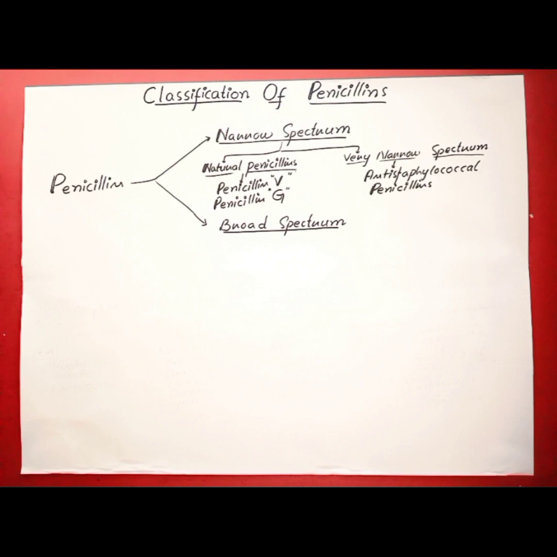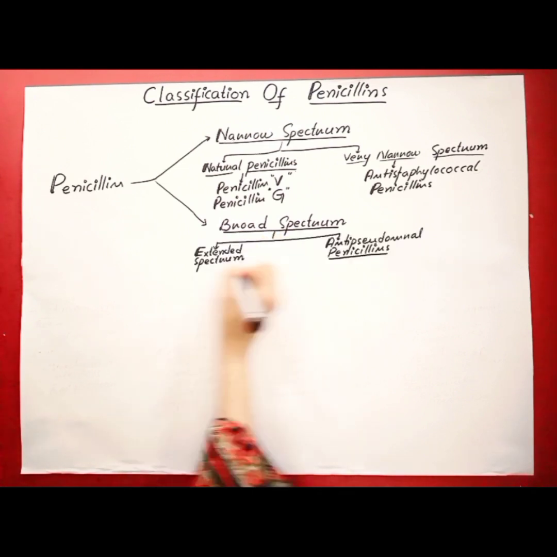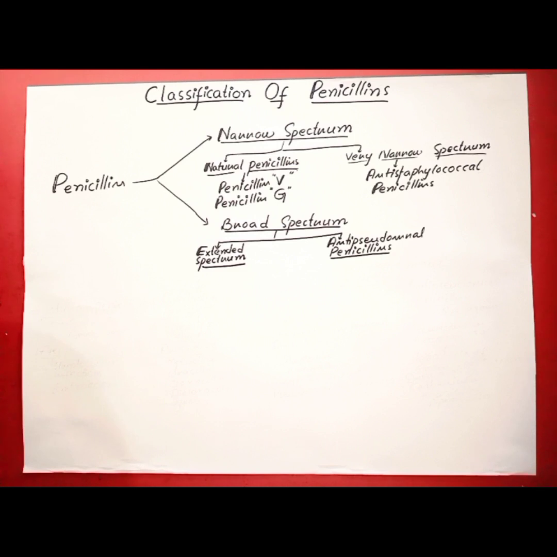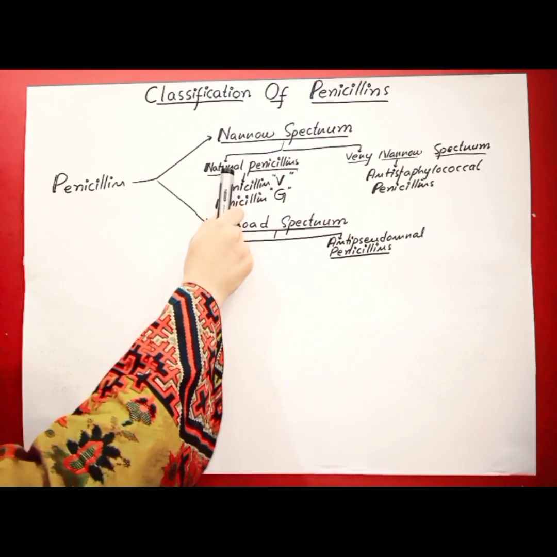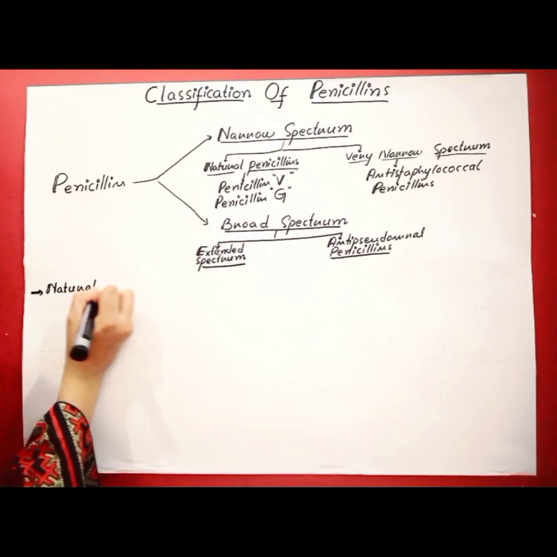The broad spectrum penicillins are further divided into extended spectrum and anti-pseudomonal penicillins. Among gram-positive infections, streptococcus infection and enterococcus infection can be treated with these natural penicillins.